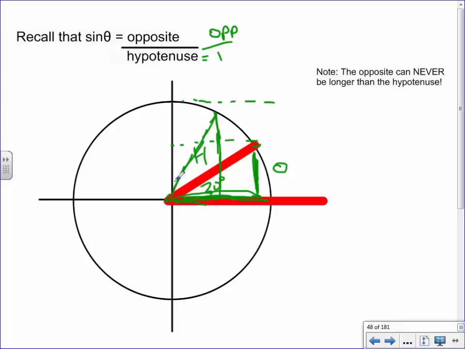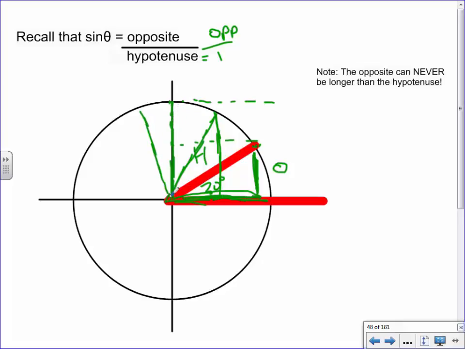What happens when you get to 90 degrees? At 90 degrees, you go all the way up. You actually don't even go over whatsoever, and you come back down again. Well, your opposite, if you can even call it an opposite, is 1. Your hypotenuse is also 1. What's 1 divided by 1? 1. That explains why sine of 90 is 1.